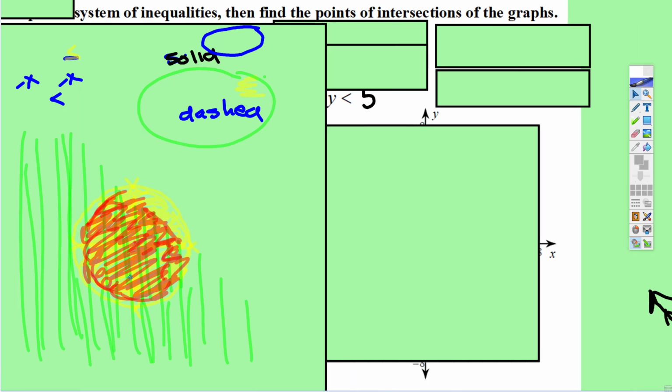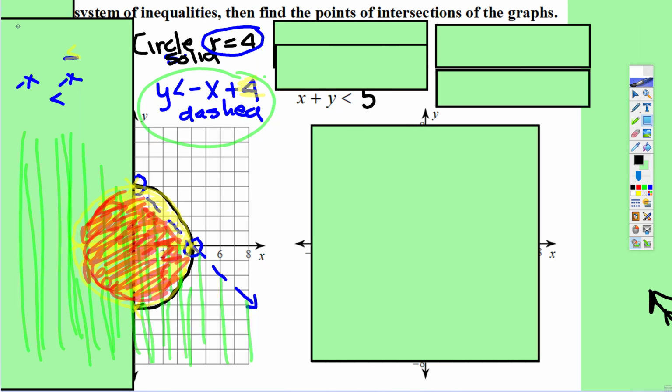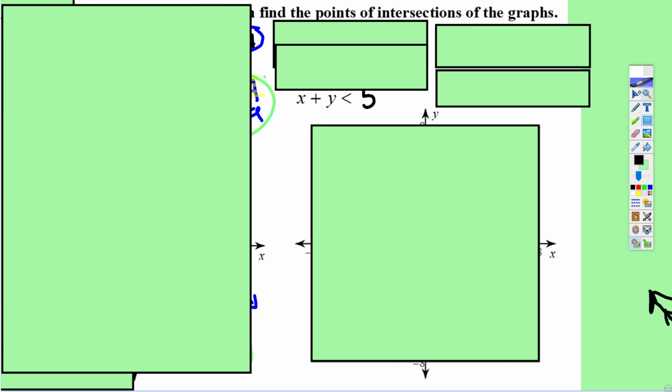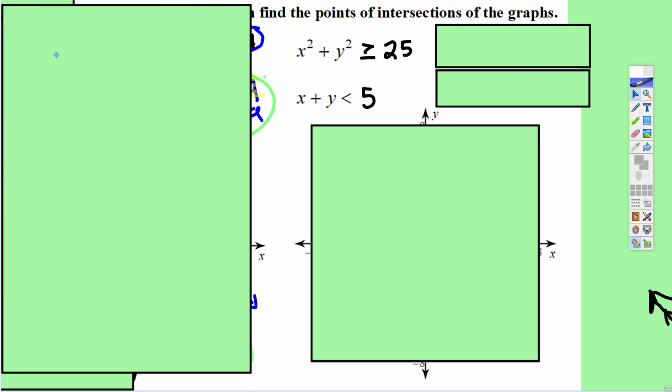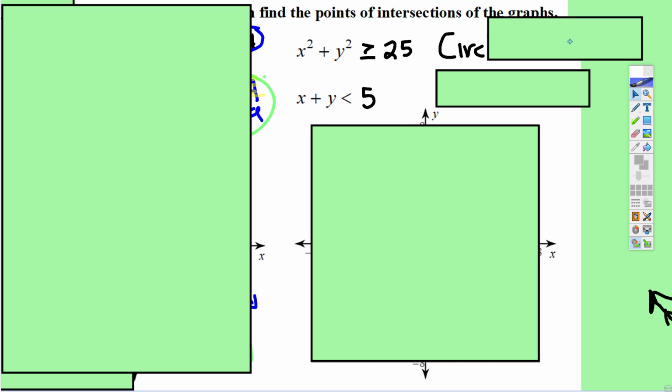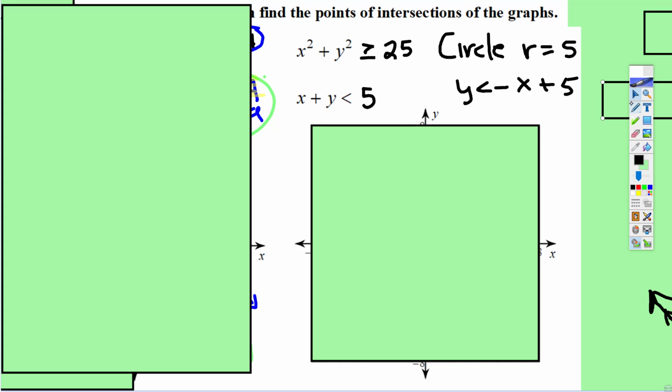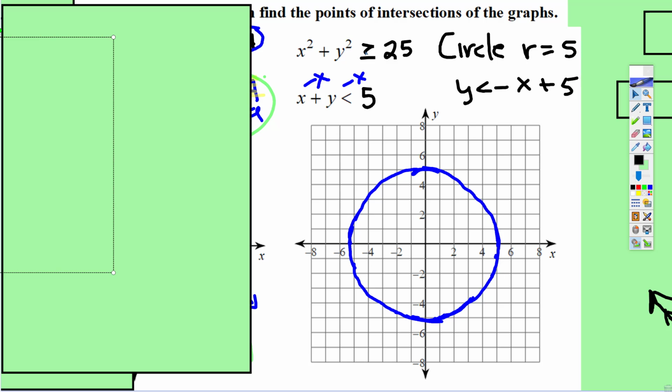Okay, I'm going to get rid of that. We're going to do one more. Now we have x squared plus y squared is greater than or equal to 25. That's a circle again with radius 5. The other is x plus y is less than 5. When we solve that, we subtract x on both sides.